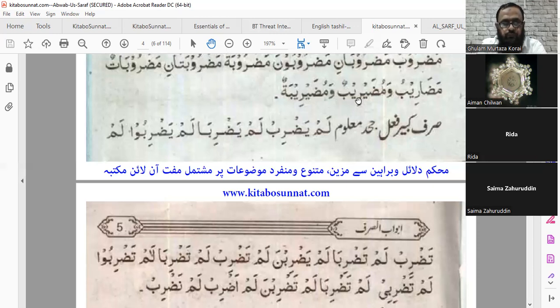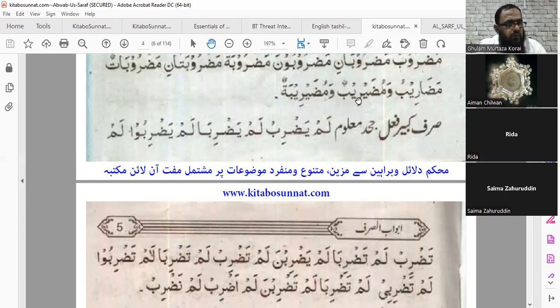Good. After that, for muannas hazir wahid, tadribina, when lam enters to it, in that case also noon will be dropped. Lam tadribi. It will become like that. And next for 2 sighas like muannas jama, when lam enters, nothing will be changed. It will be like that only. Very good. Okay.